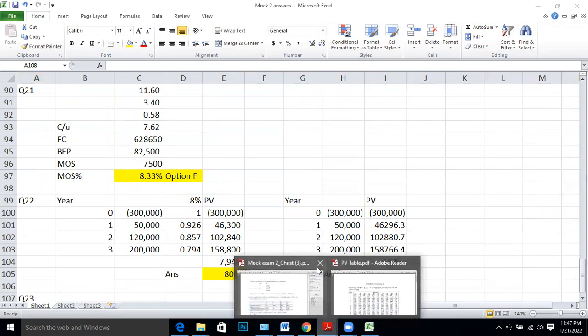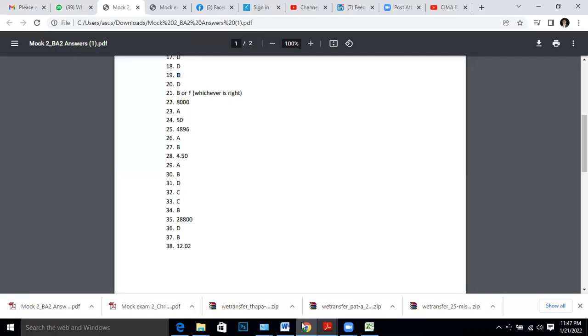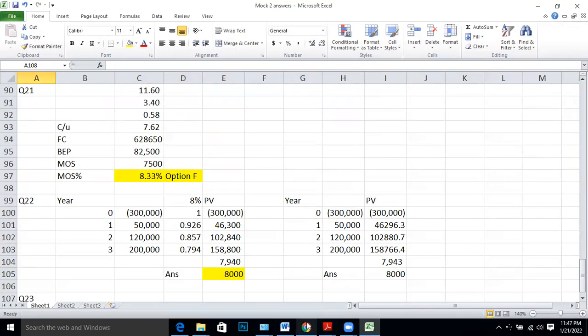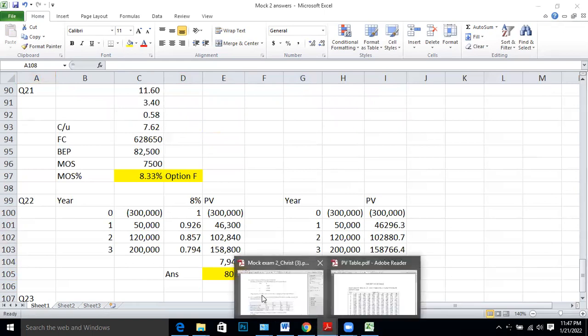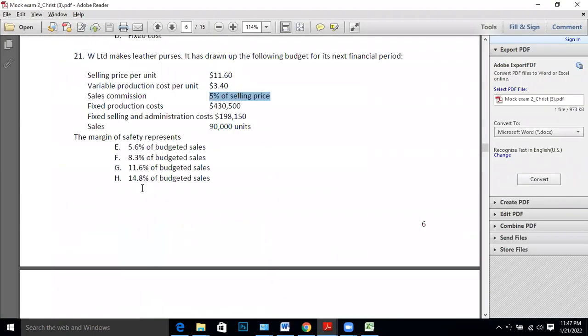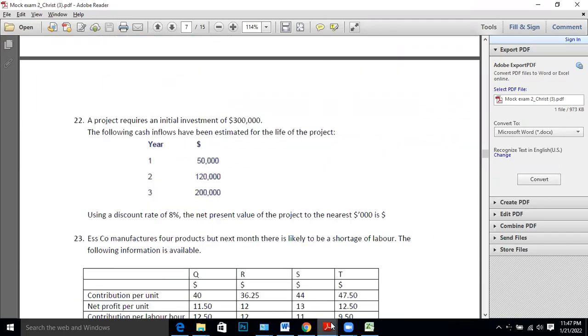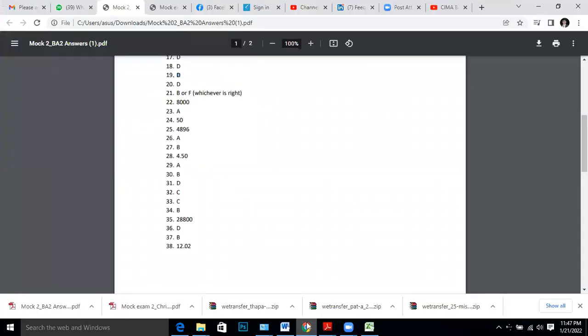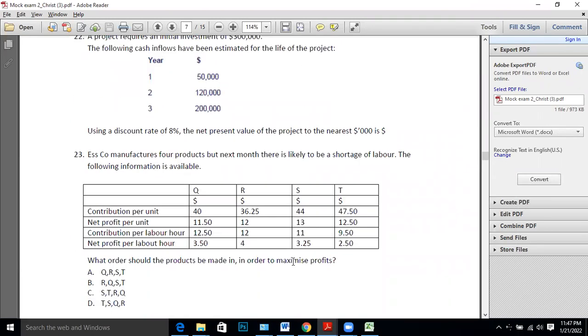21F, 21 B or F. Why what happened B or F? Because the numbering should have been A, B, C, D. So if it is A, B, C, D, this is right. If you are taking as E and G, H, it's F. Normally it has to be A, B, C, D, right? It's a mistake. Typing error, it has gone as E, H, G, H. However, 8.3% is the answer. 22, 8,000. Correct.